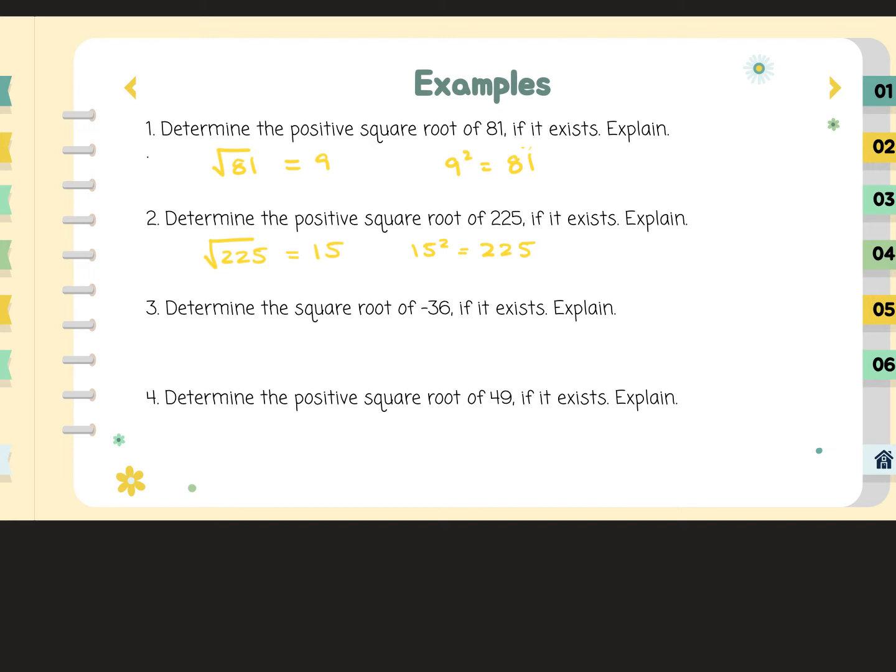For number 3, it says determine the square root of negative 36 if it exists. All right, so there's a difference between the negative square root of 36 versus the square root of negative 36. So this is what this is saying. It's saying the square root of negative 36. So that does not exist.